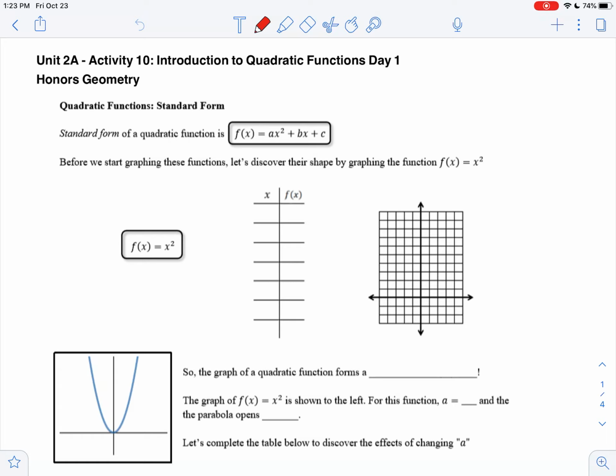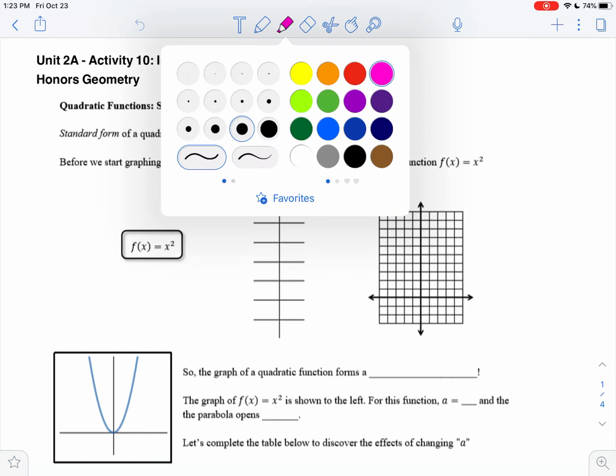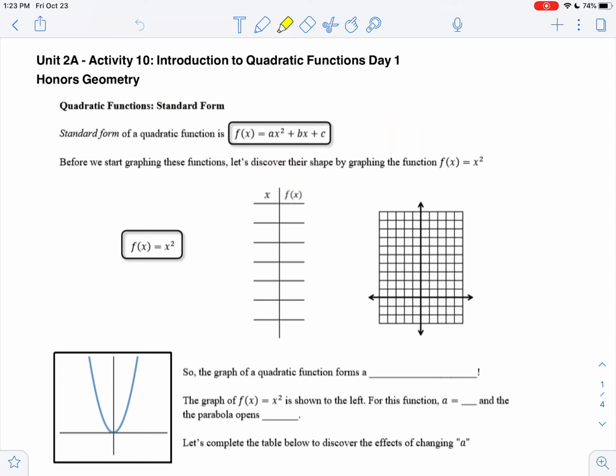Hello, geometry students. We are working on activity 10, and we're going to do things a little differently and work with these handouts instead. So in activity 10, we're going to use an introduction to quadratic functions. And this is day 1's lesson. We have another lesson for day 2.